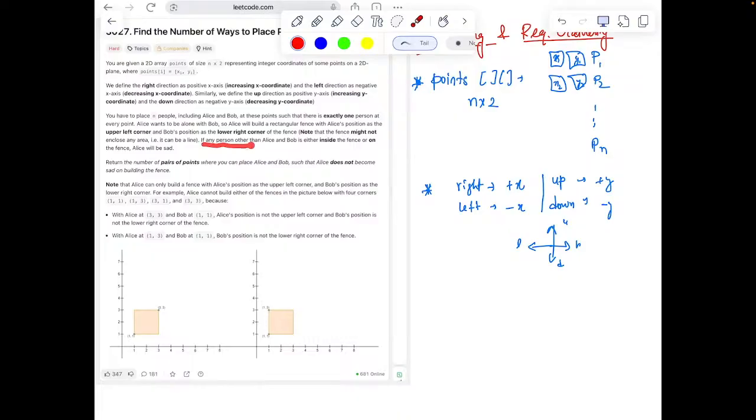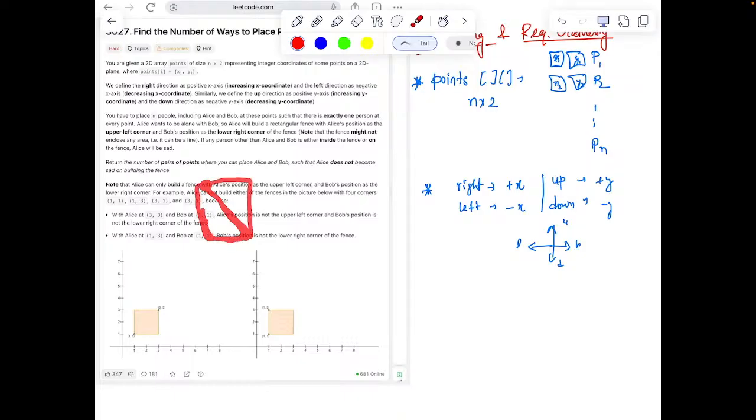If any person other than Alice and Bob is either inside the fence or on the fence, Alice will be sad. Oh, I thought there was some breakup-like situation, but it is a very good situation. So Alice wants to be alone with Bob means that Alice and Bob want some private space. Okay, so there is a fence which is defined by a rectangle where Alice is at this point and Bob is at this point, and this rectangle is there.